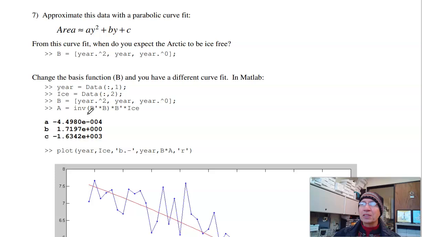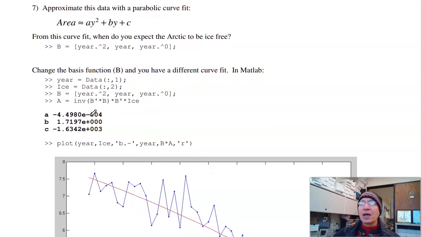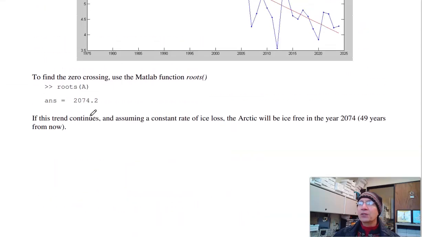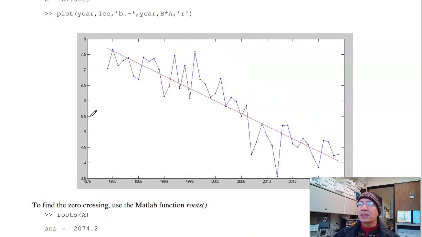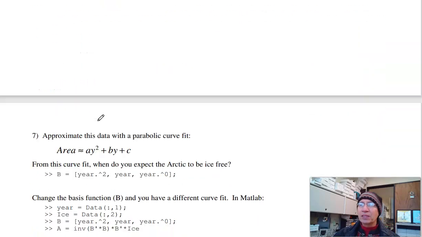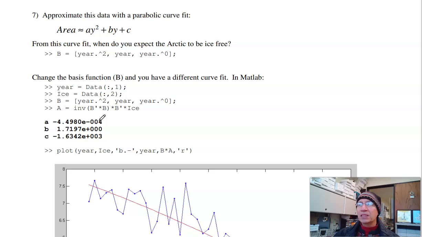Problem 7. Let's do a parabolic curve fit. A linear curve fit assumes the ice is melting at a constant rate. A parabolic curve fit says that the rate of melt is increasing year by year. That's probably actually more realistic, because as ice melts, it exposes more water, which absorbs more sunlight, causing more ice to melt. A parabolic curve fit, all you do is change the basis to year squared, year, and 1.